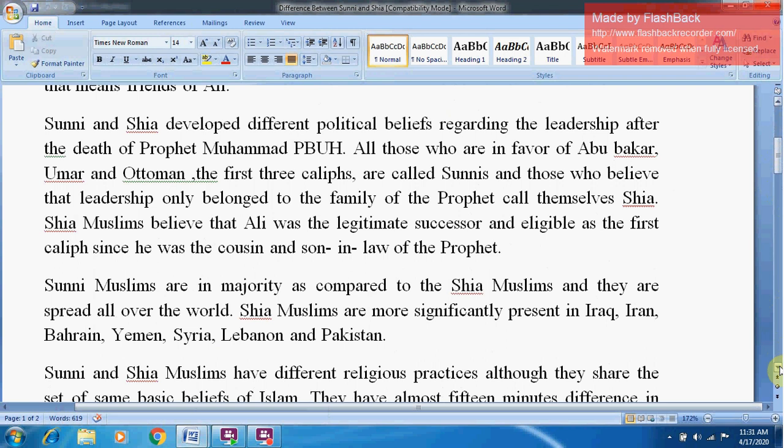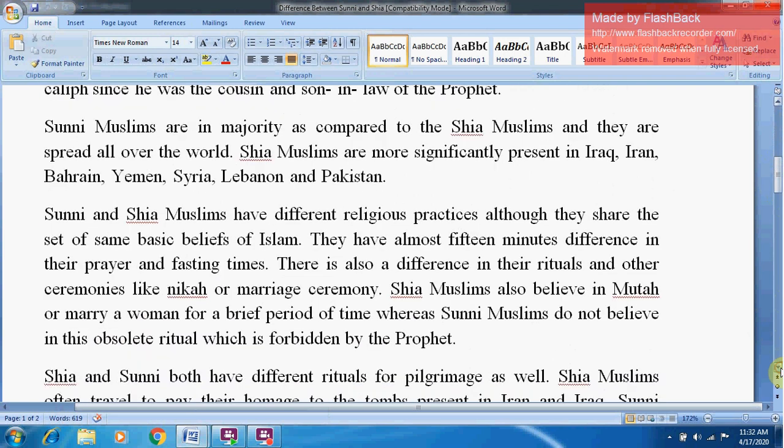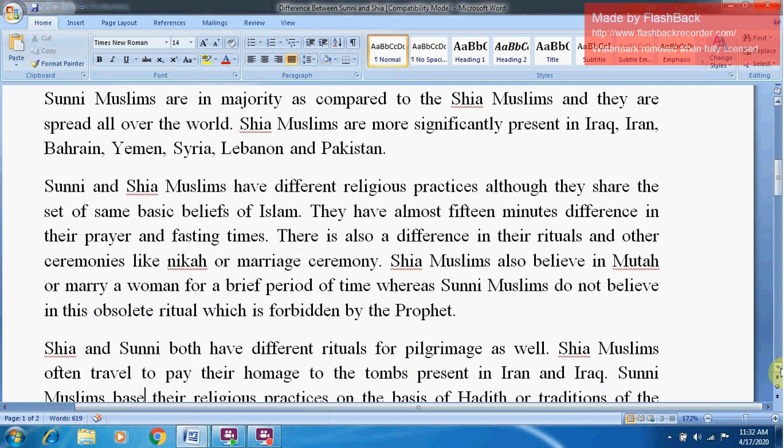Sunni Muslims are in the majority as compared to Shia Muslims, and they are spread all over the world. Shia Muslims are more significantly present in Iraq, Iran, Bahrain, Yemen, Syria, Lebanon, and Pakistan. Of course, some Shias will also be found in India. Sunni and Shia Muslims have different religious practices, although they share the same basic beliefs of Islam.